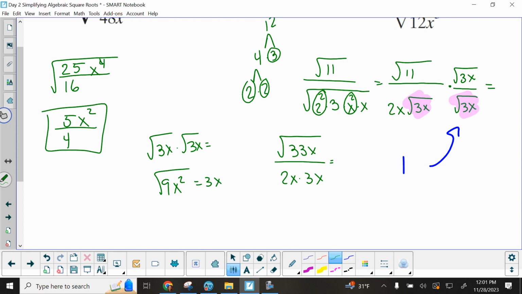The reason is, when I square radical 3x, the square root and the square undo each other. So my final answer is radical 33x over 6x squared. Remember, I can't simplify anything that's in a radical with something that's not in a radical. So this is just my final answer.